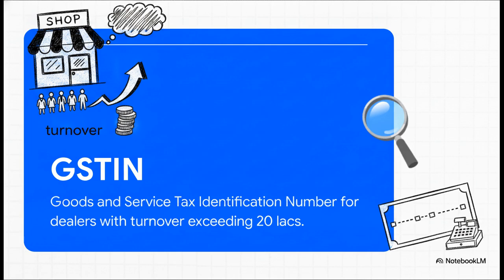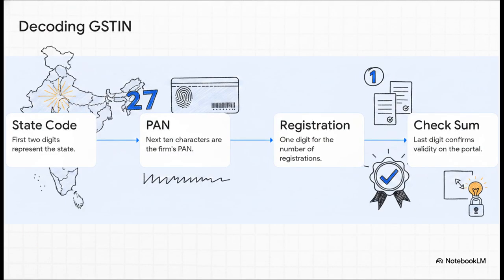GSTIN simply stands for the dealer's Goods and Service Tax Identification Number. Think of it like a unique roll number, but for a business. It's totally mandatory for any dealer whose annual turnover in the previous financial year crossed 20 lakh rupees. Cross that financial threshold, and you're legally required to have this 15-character code printed on your bill. It looks complex, but let me teach you how to easily deconstruct it step by step. It's like cracking a secret code. Step 1, those first 2 digits, that's the state code.